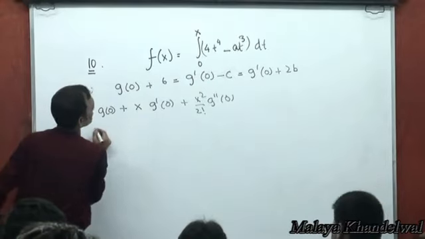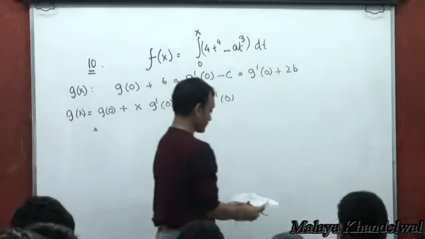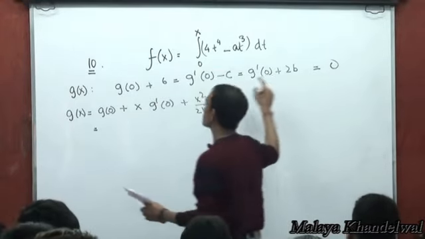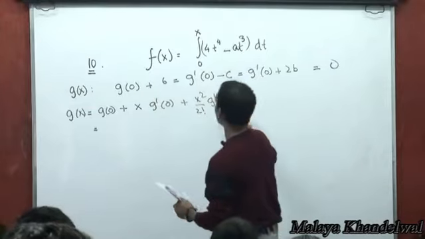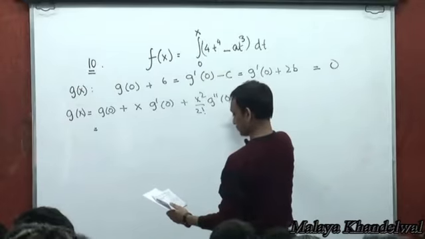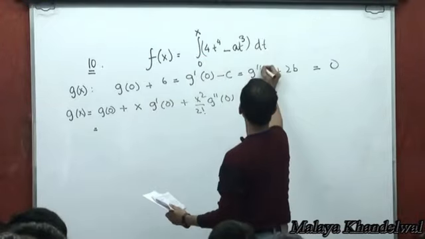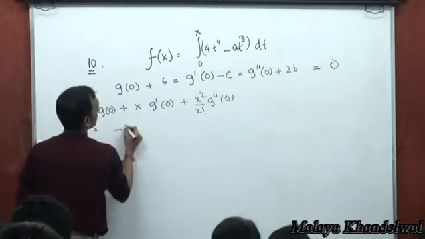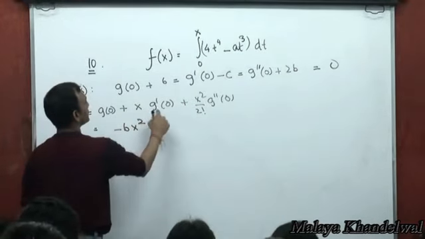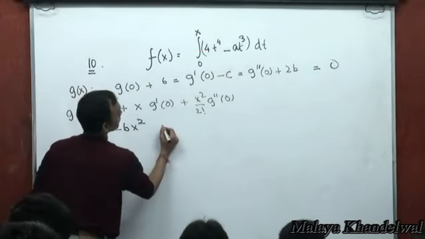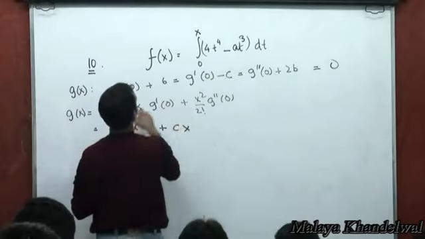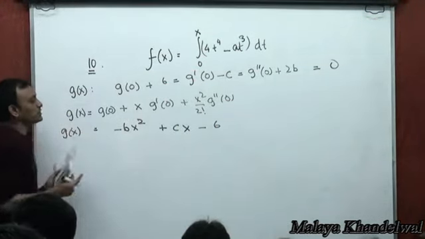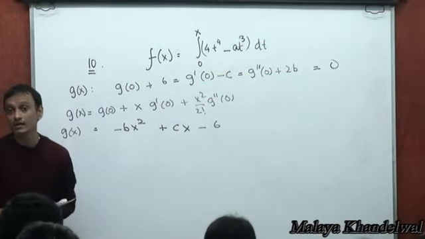Okay. So in this case, g(0) is minus 6, g double dash 0 is minus 2b. So we have g(x) is minus bx squared plus x g dash 0, that means plus cx, and plus g(0), which is minus 6. That's g(x) equals minus bx squared plus cx minus 6, right?